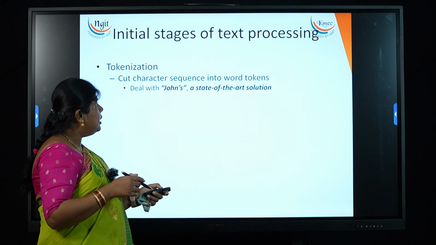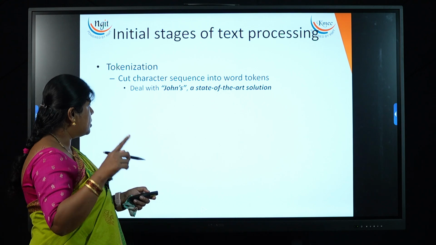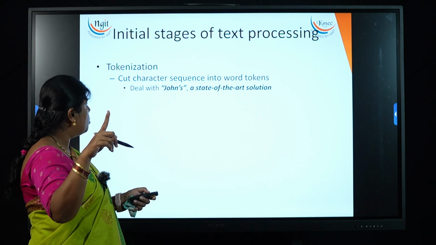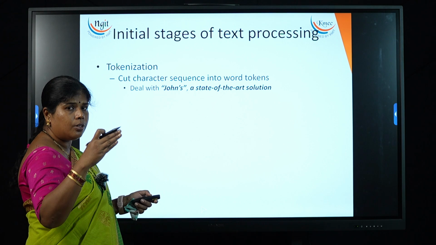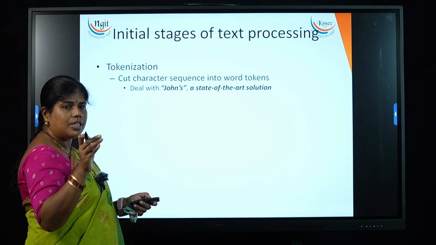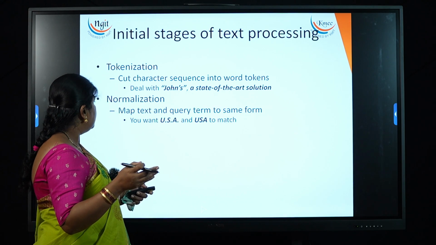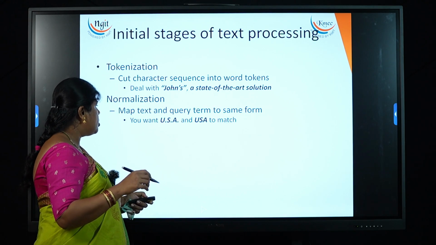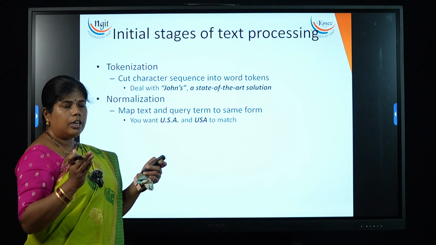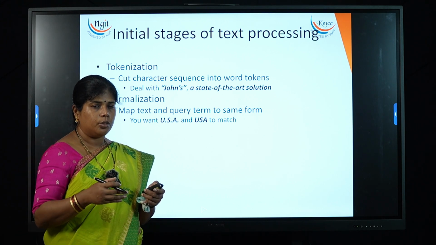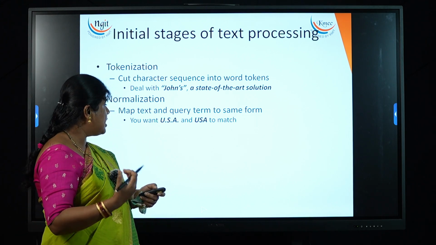Now, in the initial stage of text processing, the first step is what? Tokenization. It means whatever your string is, that string should be divided. Then normalization. Normalization means what? All the forms I don't want; everything I want in the same format.